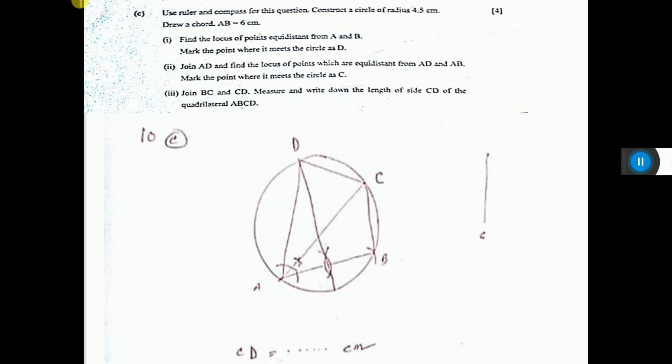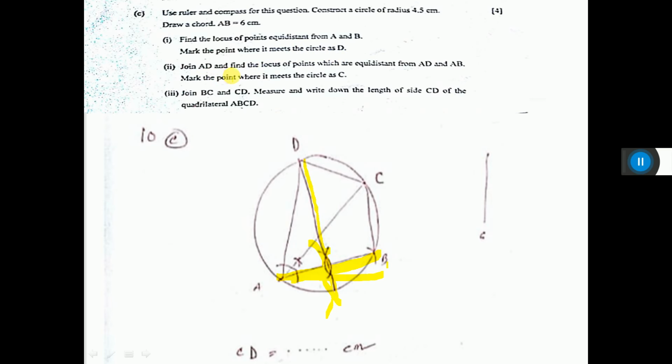You see, use ruler and compass for this question, construct a circle of radius 4.5. So see how I did this, find the locus of the point equidistant from A and B. Then AB equal to 6 centimeter it is told, you take 6 centimeter, then find the locus equidistant from A and B. Then you have to bisect AB line. You know how to bisect, from A one arc and from B another arc, join this. Now mark the point where it meets the circle at D.